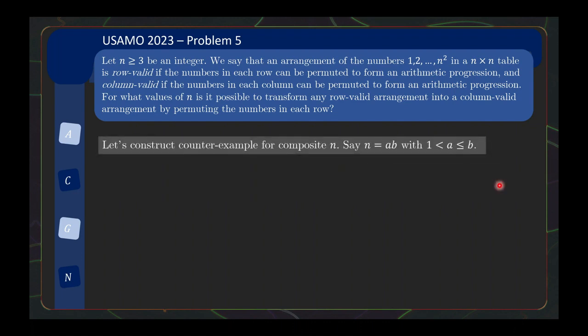But how about composite n? So we now need to show a counterexample. We need to construct a counterexample where we have a row valid arrangement and we cannot transform it into a column valid arrangement. So say n is equal to ab, where a is smaller than or equal to b.